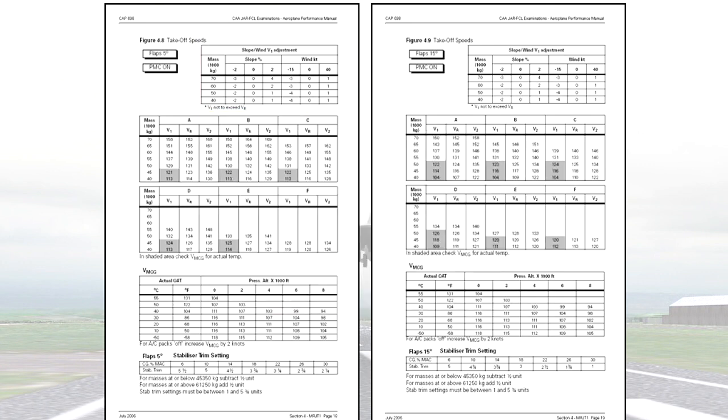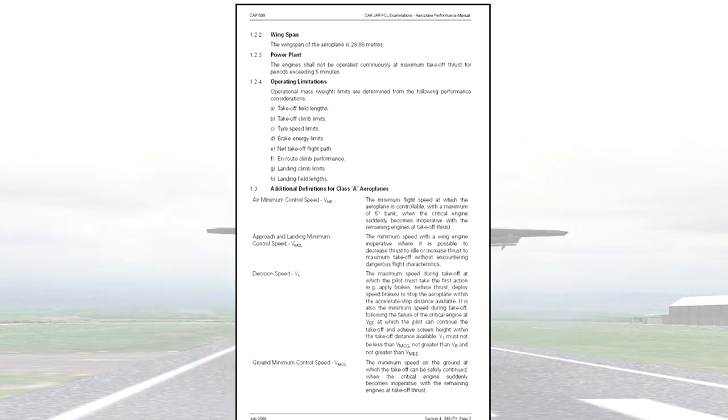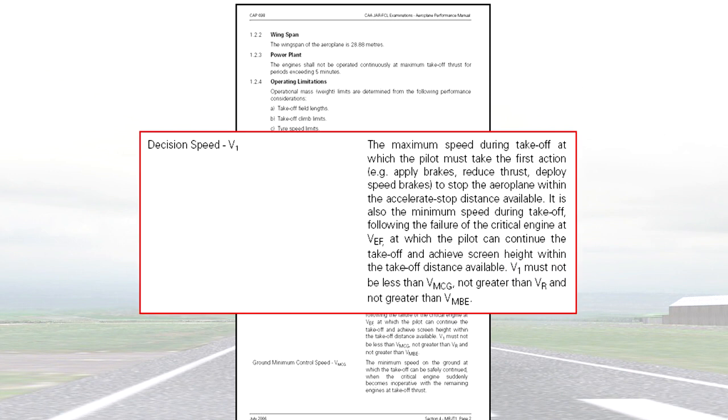Having finished discussing the main factors affecting V1, there are other influences, however, which may or may not change the value of V1. Two influences on V1 in particular are the speeds VMCG and VMBE. In CAP 698, on page 2 of section 4, we see the definition of V1. But more importantly, at the end of the paragraph, we read that V1 must not be less than VMCG, and not greater than VR, and not greater than VMBE. Since V1 must be between VMCG and VR and VMBE, then depending on the values of these speeds, they may or may not push V1 to be higher or lower than the ideal V1 speed. We will understand this better once we have discussed what VMCG and VMBE are.